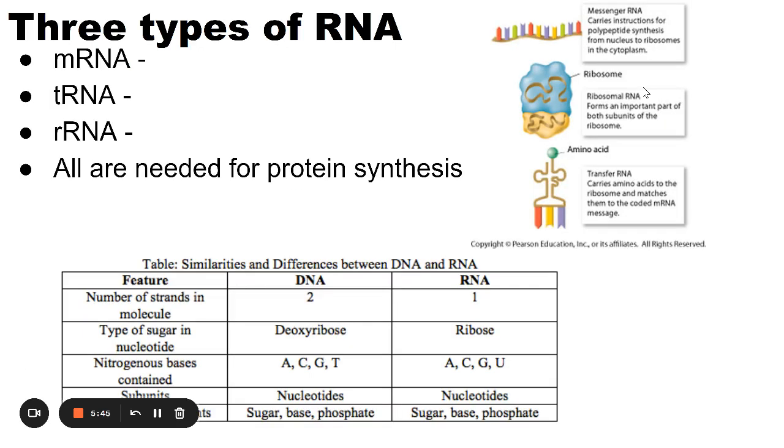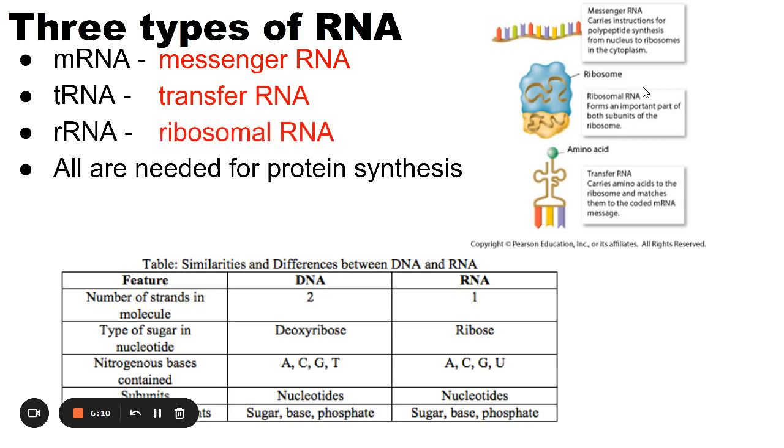And there are three different types of this molecule, each of which has a specific job to do to help the DNA do its job. We abbreviate each of the types of RNA with a letter. There's mRNA, which stands for messenger RNA. There's transfer RNA, which we abbreviate with a T. And then there's ribosomal RNA. And basically all of these different types of RNA are helping to make proteins.